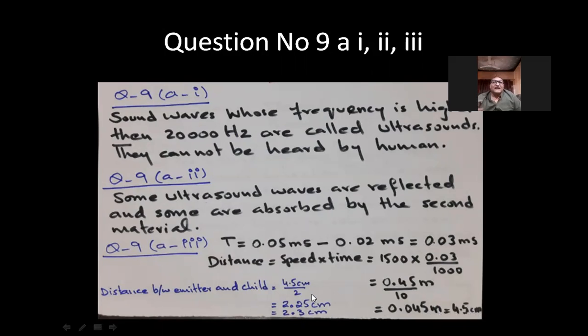But I told you that the distance is going and coming back. So divided by 2, you will get the distance between the emitter and the child. So 4.5 centimeter divided by 2 will be 2.25 centimeter. Or in other words, if you round it off, this will be 2.3 centimeter. So this is that numerical. So I hope you will be able to do this numerical.